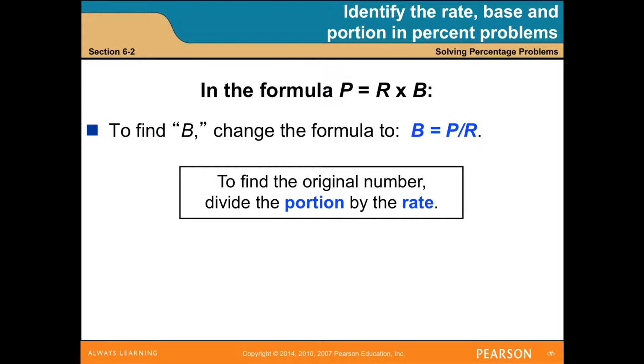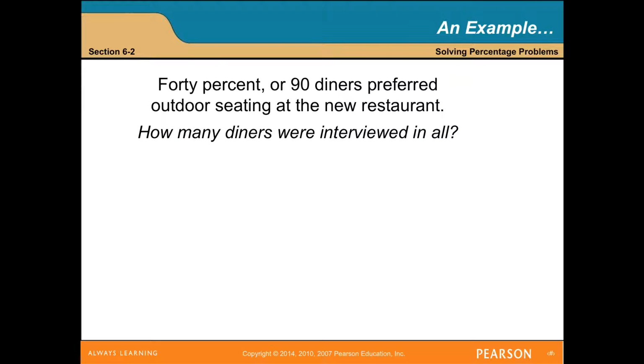In the formula P equals R times B, to find B, change the formula to B equals P divided by R. To find the original number, divide the portion by the rate. So as an example, 40% or 90 diners preferred outdoor seating at the new restaurant. How many diners were interviewed in all?